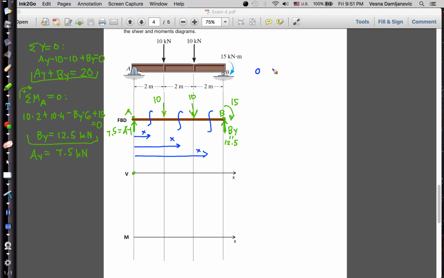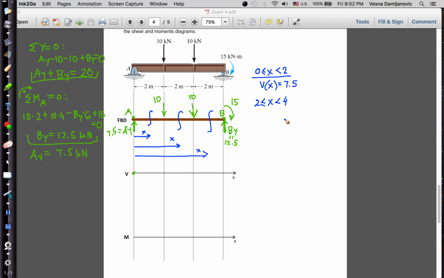You don't call this section 1. The mathematical way to do the same thing, which is what I'm asking you to do, because that's what I've shown you in class, is that x goes from 0 to 2. And for that, what do we have? We have that V of x, that means the shear as a function of x, for this is just equal to Ay. That is 7.5. It's constant, okay?